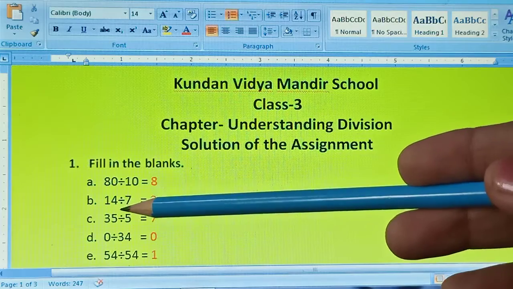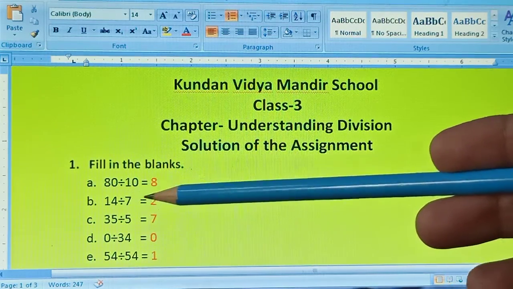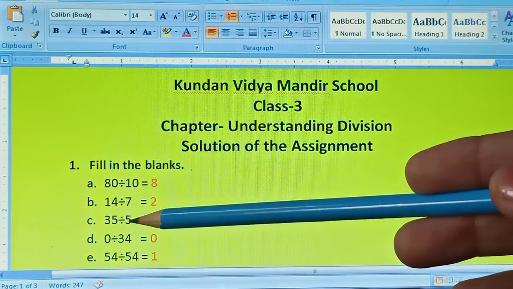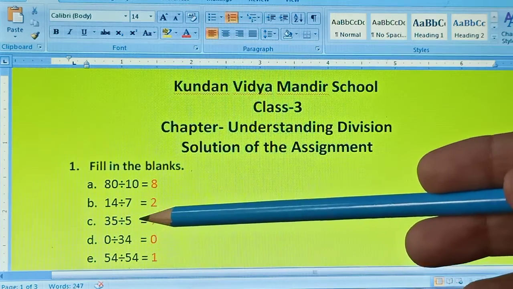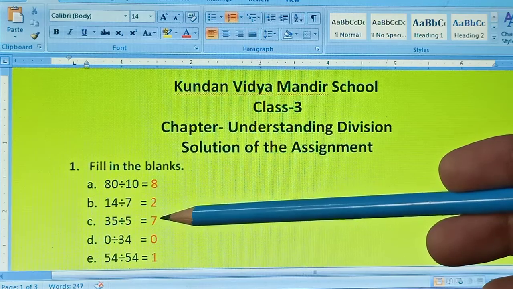Further, 14 divided by 7, because 7 2s are 14, so your answer will be 2. 35 divided by 5, because 5 7s are 35, so its answer will be 7.